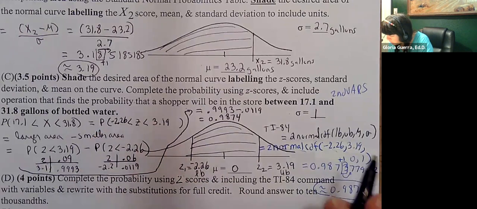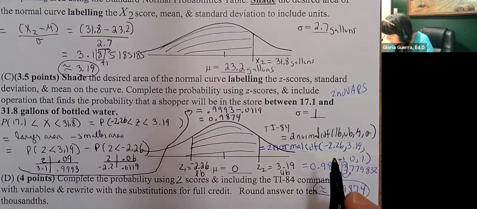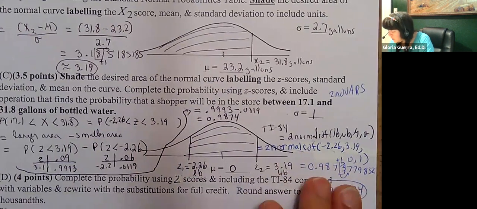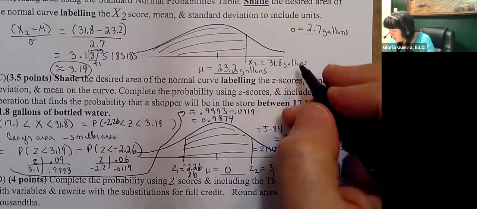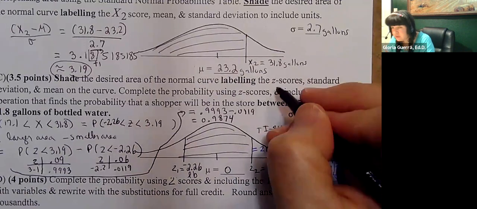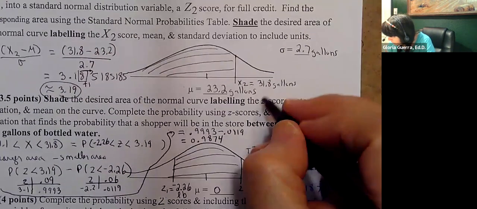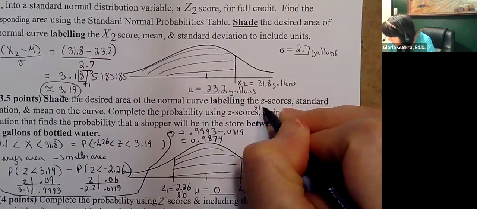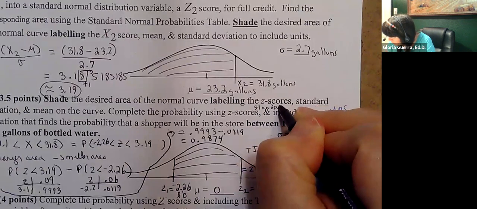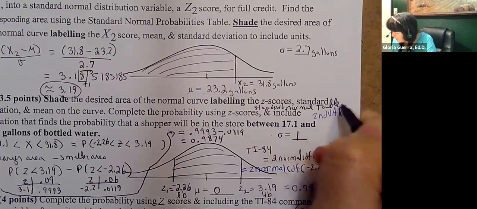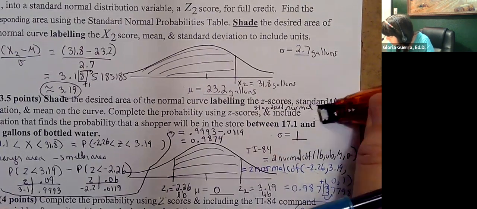So let's see, shade the desired area, labeling the Z scores. Complete the probability using the Z scores. And include, okay, so I should have said using the Z scores and the table, the standard normal table. So in here, I should have said that we're using the standard normal table. And then let me white this out, sorry.